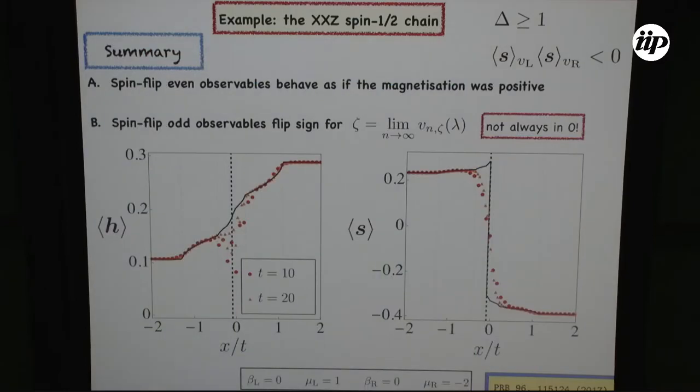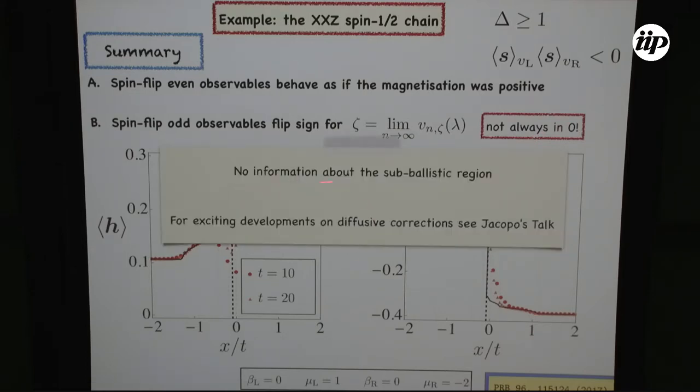Okay, so if you plug this information in and then you try to compute profiles of local observables, what you see is that this is the energy density, which is spin-flip even. So we don't add the sign. And you see that here the convergence of numerics is slower, but it seems to go in the right direction. And instead, if you consider the expectation value of the magnetization, which is odd, you flip the profile at some ray, which is given by the equation I was showing you before, and this describes quite well the profile. Again, there's some slow convergence close to this jump.